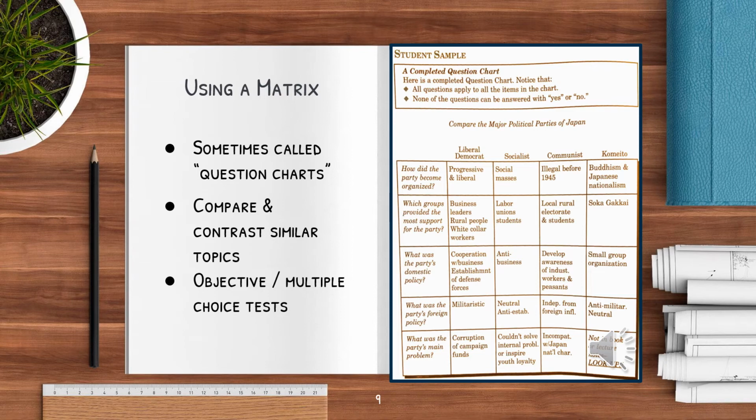To get started with the matrix, think of any concept that has types, kinds, or categories. The political parties of Japan in this figure are perfect examples. On scratch paper or in your notebook, create a grid similar to the one that you see here. For the purposes of this video, I'm going to create a matrix that compares and contrasts somatic symptoms disorders from the abnormal psychology class.